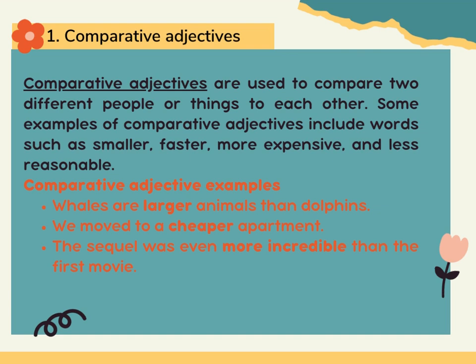Comparative adjectives are used to compare two different people or things to each other. Some examples of comparative adjectives include words such as smaller, faster, more expensive, and less reasonable. Take a look at these examples. Whales are larger animals than dolphins. We moved to a cheaper apartment. The sequel was even more incredible than the first movie.